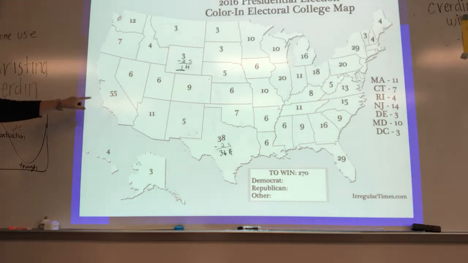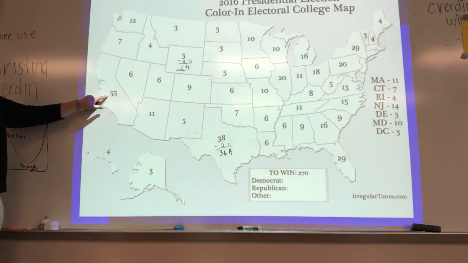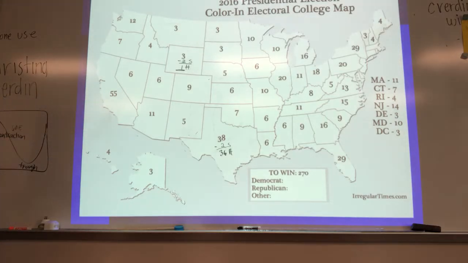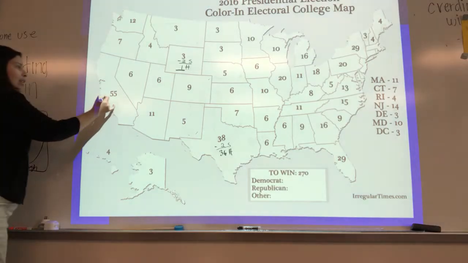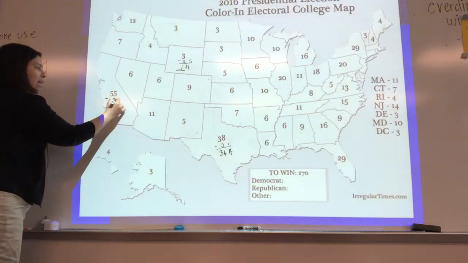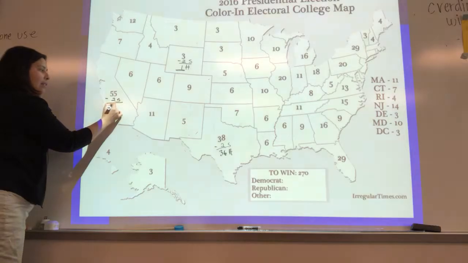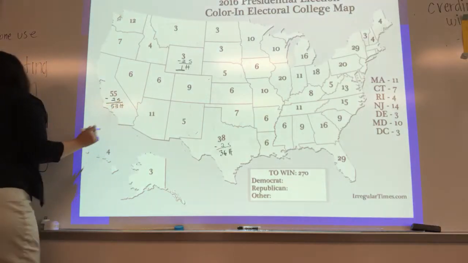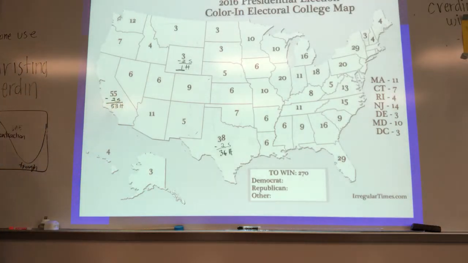Let's look at California. California has 55. How many do they have in the Senate? 2. So I take 55 minus 2 senators. How many do they have in the House? So what does that tell us about their population? They have a very big population. So do y'all see how the Congress gives us how many people are in the Electoral College?